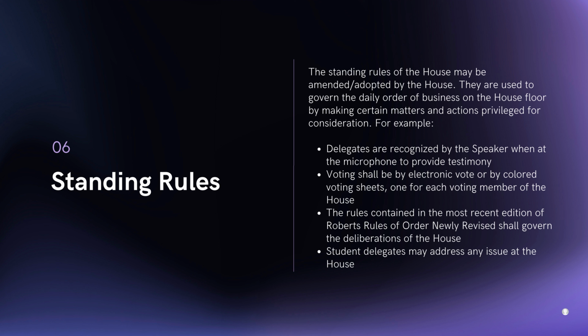Delegates are recognized by the Speaker when at the microphone to provide testimony and an orderly discussion of each item. Voting is done by a colored voting card, one card for each voting member of the House. The rules contained in the most recent edition of Robert's Rules of Order, newly revised, shall govern the deliberations of the House. Student delegates may address any issue at the House as well and are welcome and encouraged to provide verbal testimony.